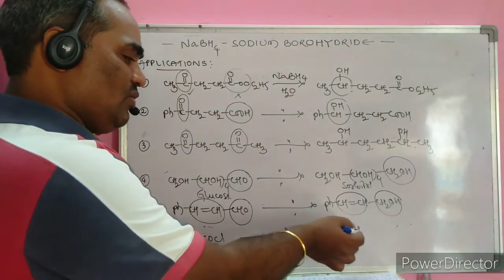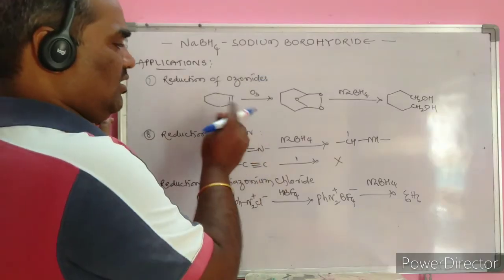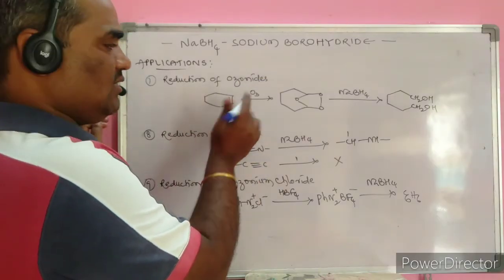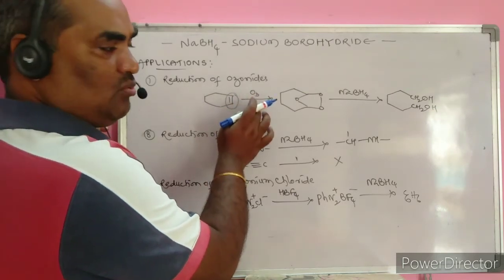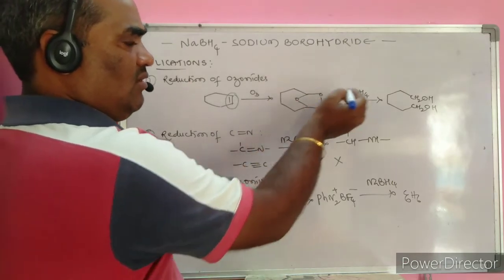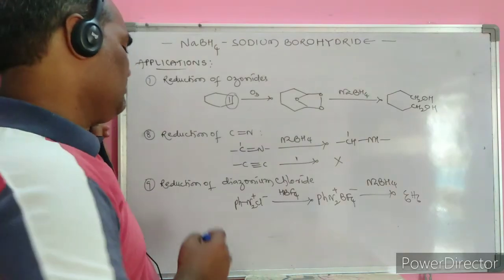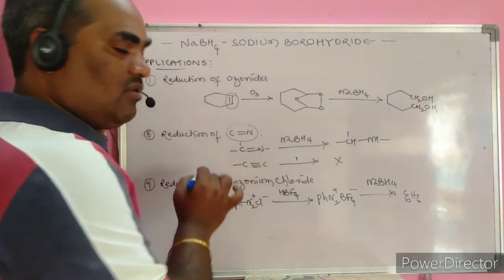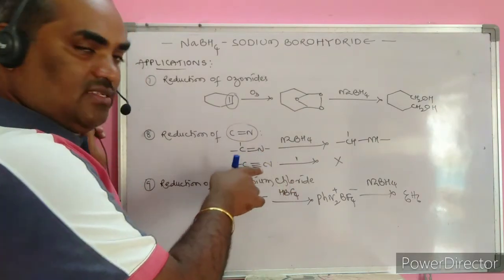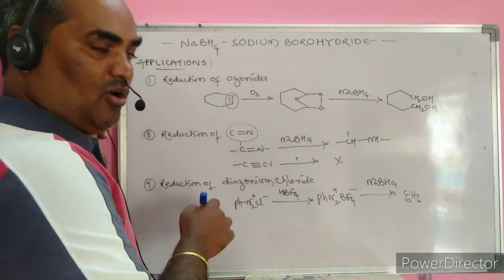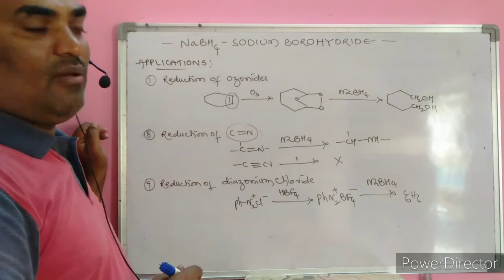Acid halide is also reduced to the primary alcohol. Reduction of the ozonoid: here cyclohexene is given, and we know well the double bond makes an unstable ozonoid with ozone, which on reduction with sodium borohydride gives the respective primary alcohols. Here the reduction of carbon double bond nitrogen is an important one. As I mentioned earlier, it doesn't influence the cyanide or nitrile group, carbon triple bond nitrogen, but if the double bond to N is present, it reduces the double bond to N.